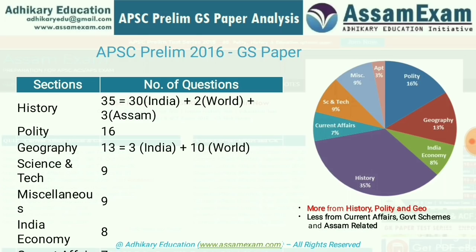We have seen what the trend is. Again, here also you can see history is the most important, polity is the second most important, and geography is the third most important.